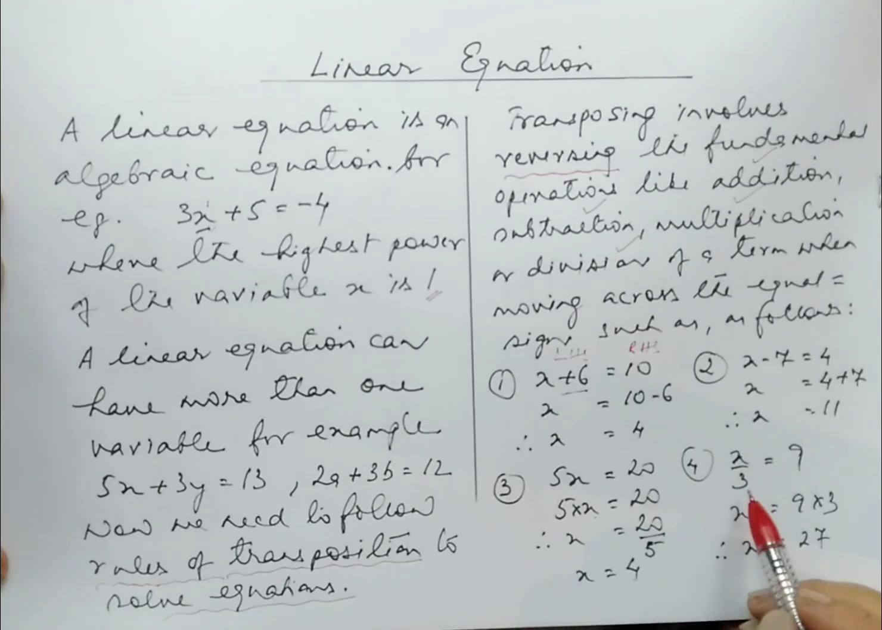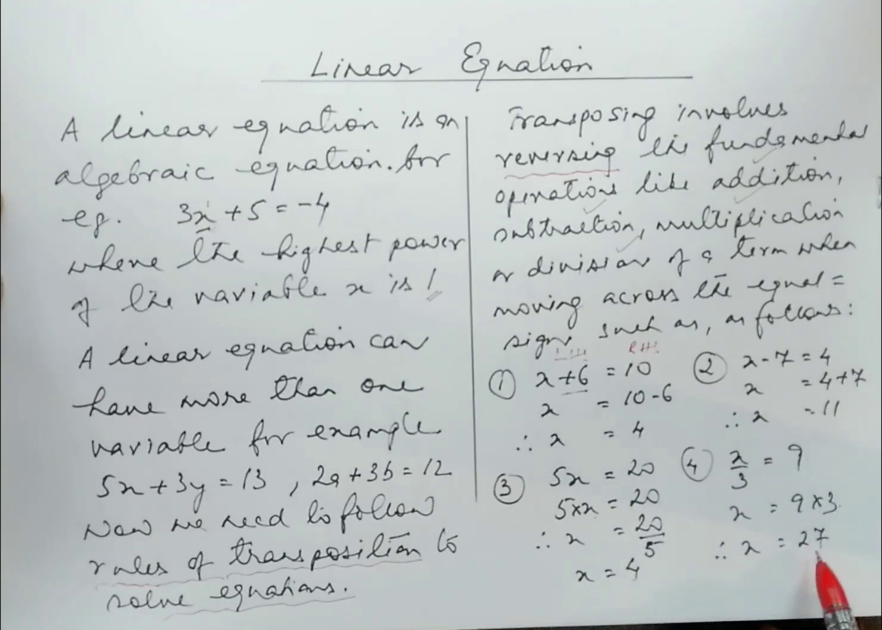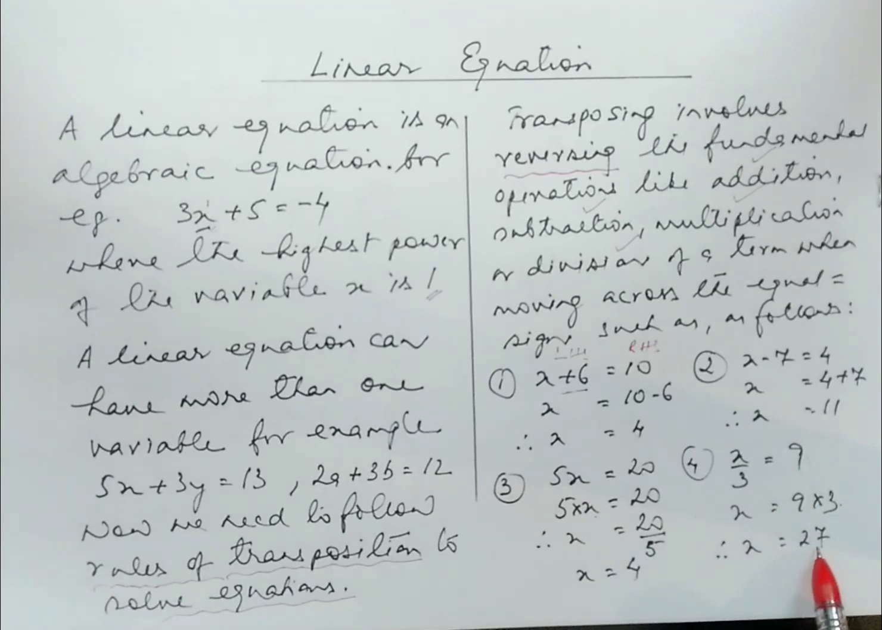Now the same thing we do here. Once we have identified that 3 is dividing x, it means that 3 is bonded here with x with a division sign, so it goes to the other side to multiply. So 9 into 3 is equal to 27. Guys, we'll be able to get the value of x, which means 27 sitting over here when divided by 3 will give me 9. So this stands true whenever we substitute the value of x here.